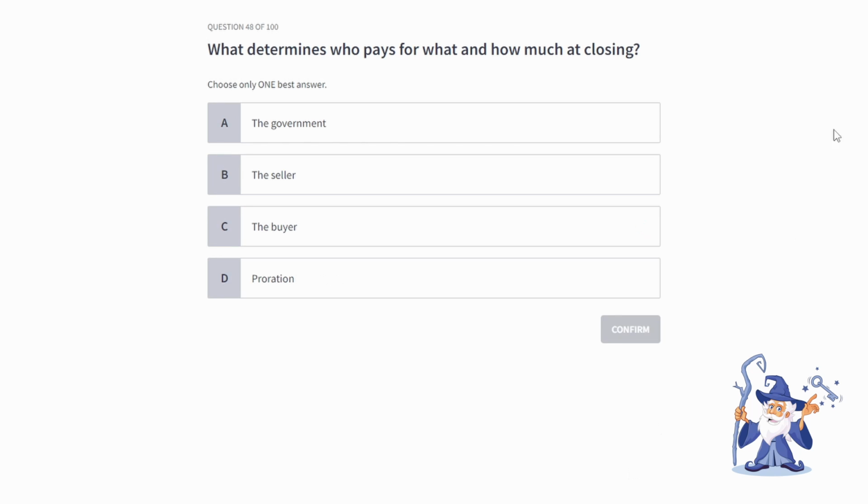Okay, next one. 48. What determines who pays for what and how much at closing? It gives us four options: A, the government; B, the seller; C, the buyer; or D, proration. So go ahead and take a moment to think that one over and come with your answer on this one.